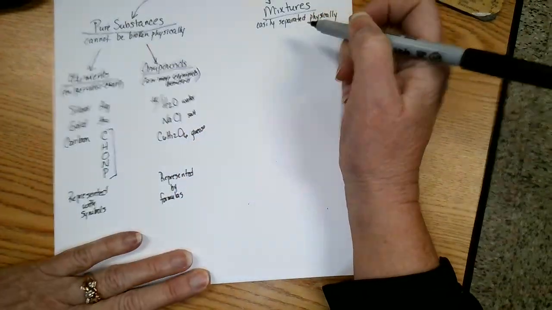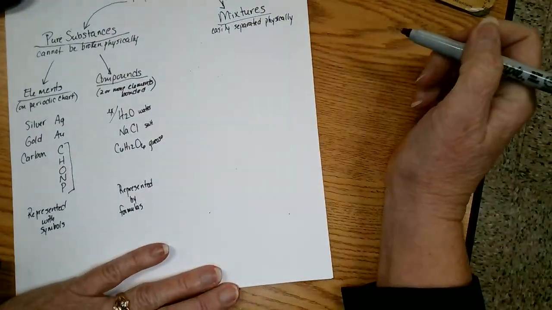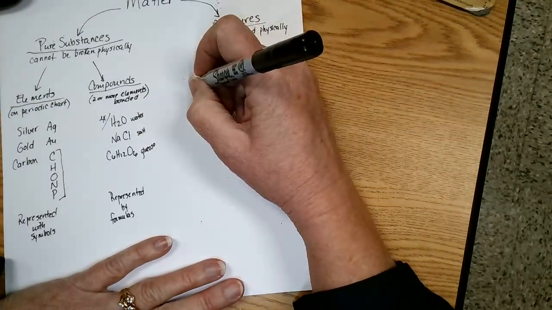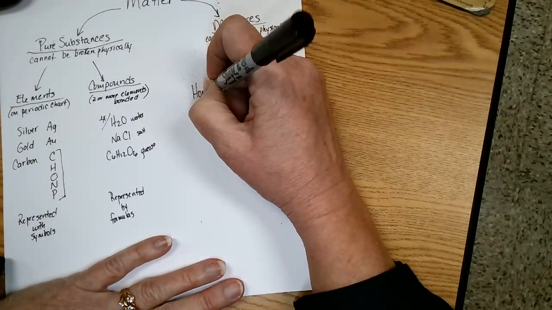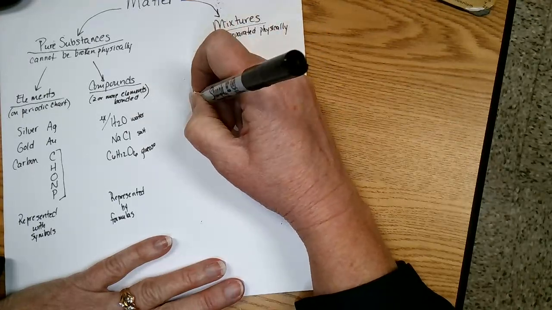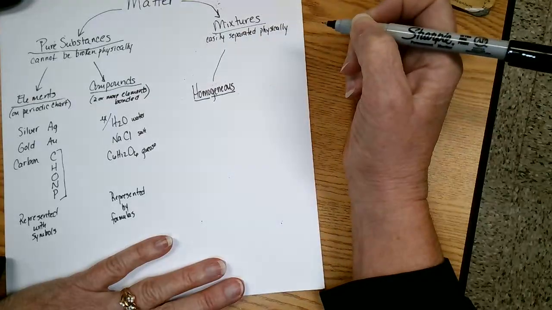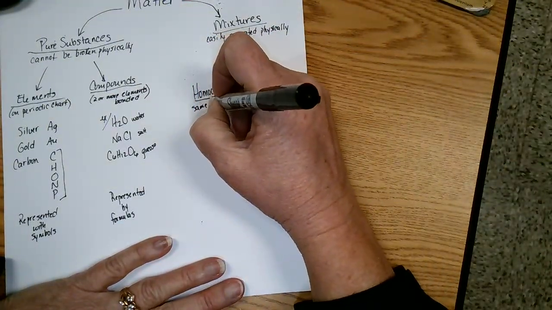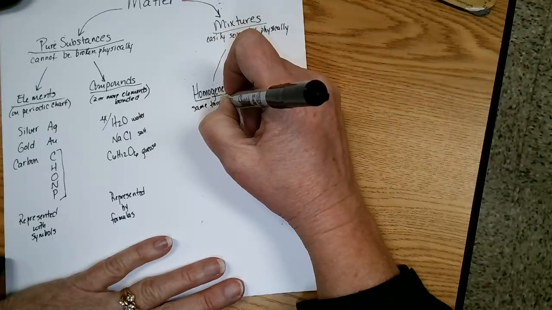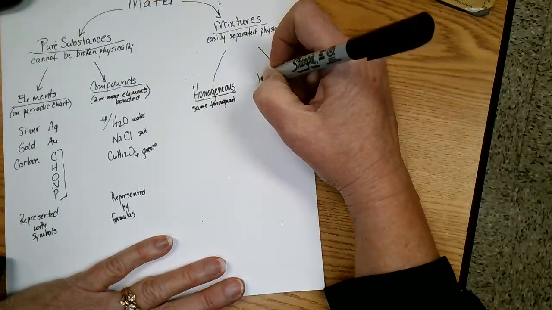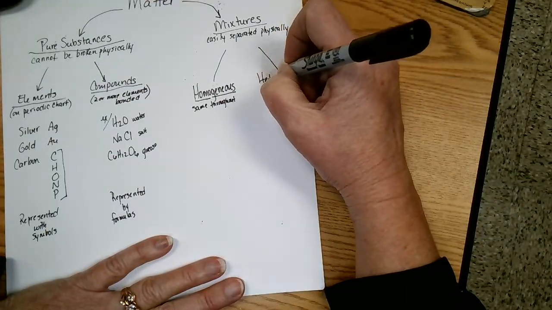Okay, so mixtures. What are the kinds of mixtures out there? Well, there happens to be two types. We talk about homogeneous, and the prefix homo means same throughout, and we'll do some examples of that. And the opposite of that is heterogeneous.